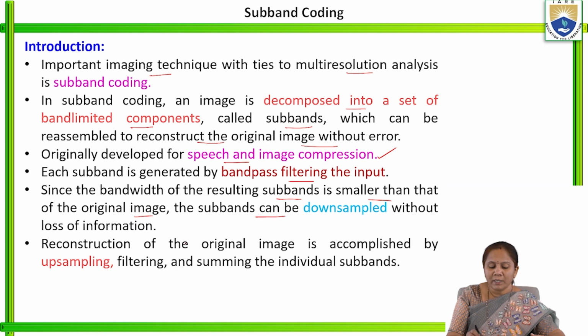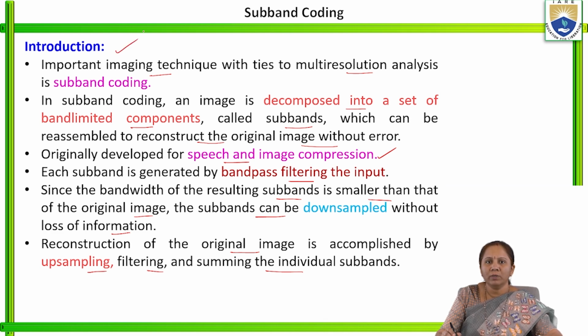The subbands can be downsampled without loss of information. Each subband is downsampled with some downsampling factor without any loss of information. Then, for reconstructing the original image, we perform upsampling, then filtering, and summing all the individual subbands to generate the original output. This is how subband coding works.